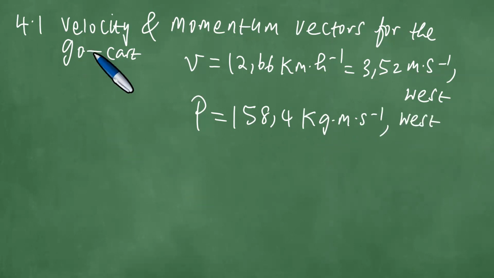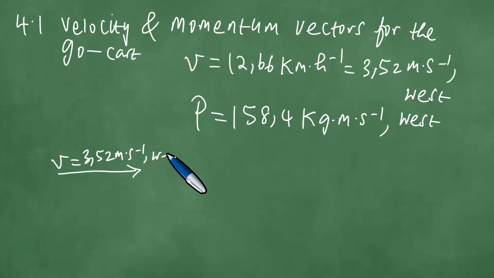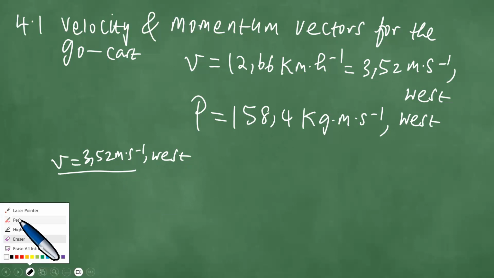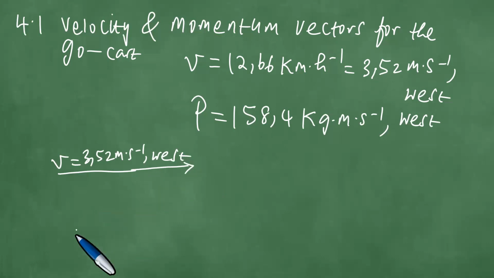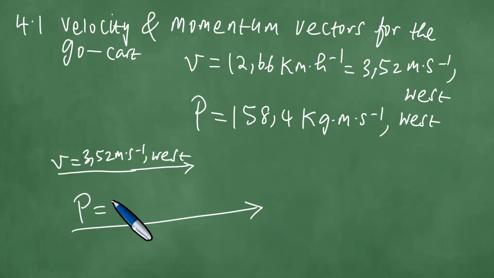west. Okay, so if we were to say now the velocity and momentum vectors, which one is bigger here? 3.52 is certainly smaller than the other one. So if you decide that this one is the velocity, which is 3.52 meters per second west, then you can extend this a little bit, make it longer, like so. And then you can have this one, which is the momentum, 158.4 kilograms meters per second. So we can see it's bigger because 158 is a bigger magnitude. Magnitude means the size of the vector. So yeah, it's longer. So we have drawn the velocity and momentum vectors for the go-kart.